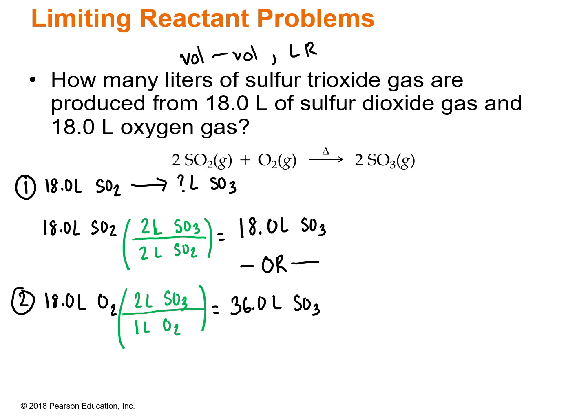Now we have a decision to make. We have to choose the one that makes the least amount of product, so the smallest number. That's the 18 liters, which means the sulfur dioxide is limiting. So how do we feel about that one?